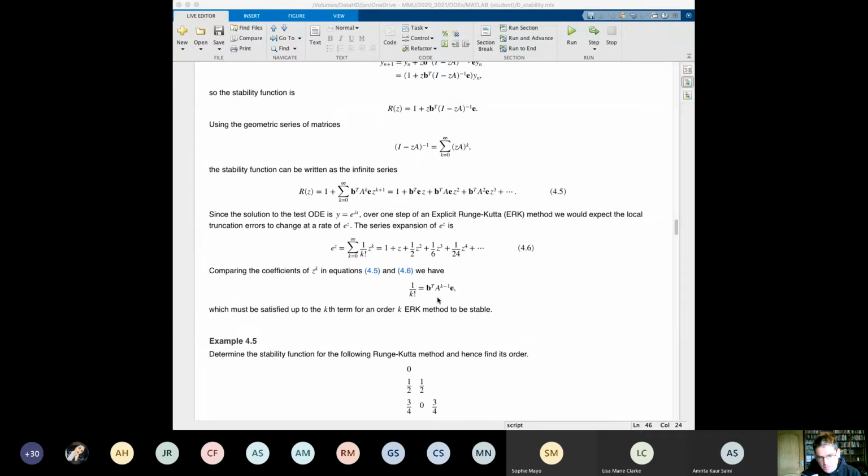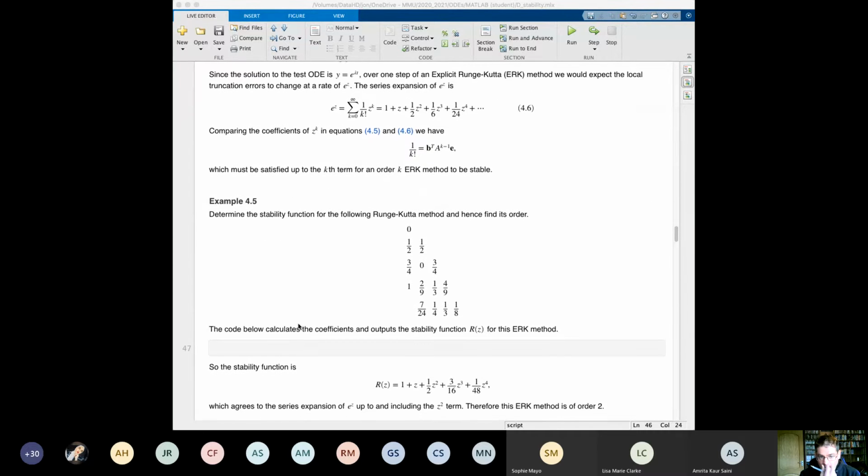you see that we have this condition. This was actually one of the order conditions for implicit Runge-Kutta methods, so you have kind of seen this or something similar to this before. This must be satisfied up to the kth term for an order k method. So let's have a look at this.